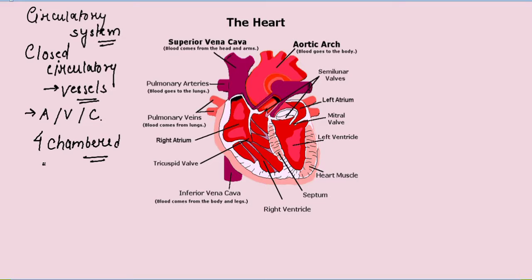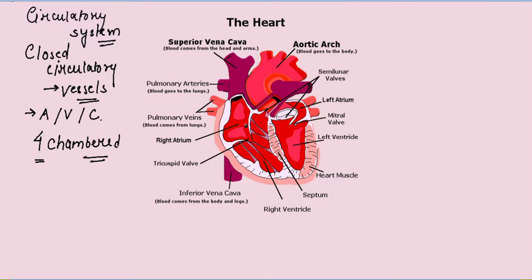This is the provision for the efficient supply of energy, because we are the organisms who regulate our body temperature, and it is a highly energetic process. It requires much energy, and that is why this provision is there. We are having the four chambered heart.